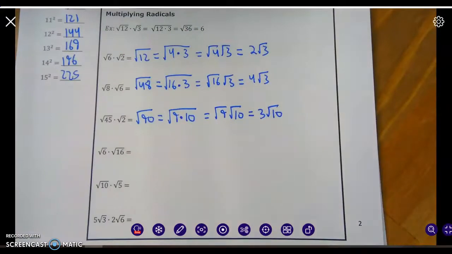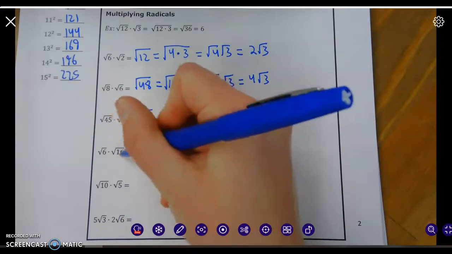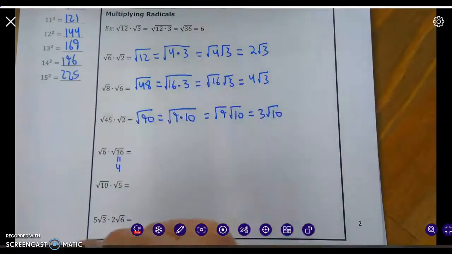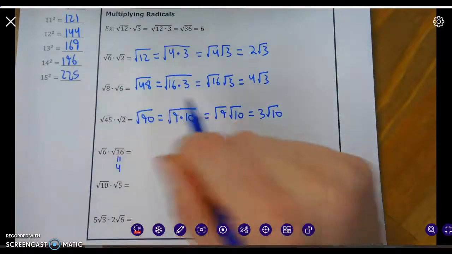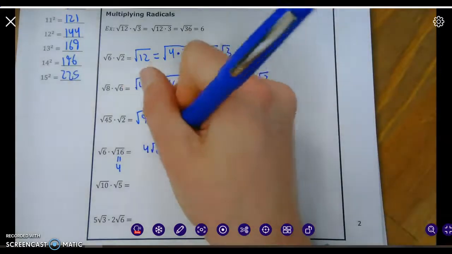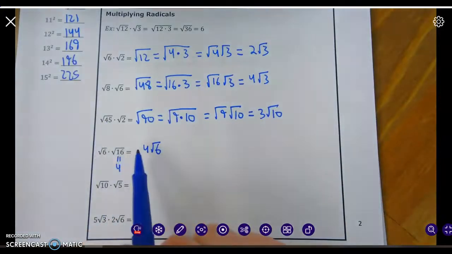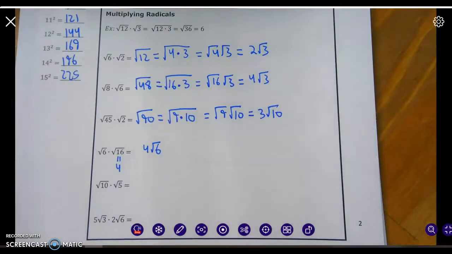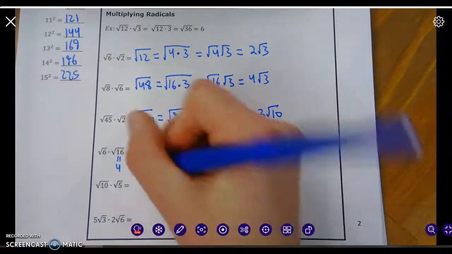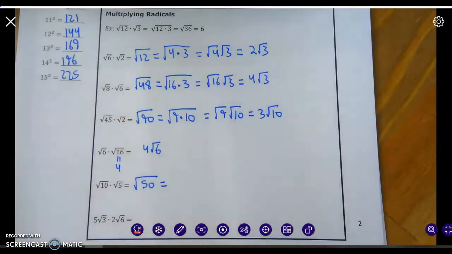Okay, then we have 6 times 16. Now, I do want to point out that the square root of 16 equals 4. So we really don't need to do all these steps. We can just write 4 square root of 6 and be done with that one. So if you have a perfect square to start, just go ahead and simplify that and then pull out the square root. Okay, 10 times 5, we get 50.